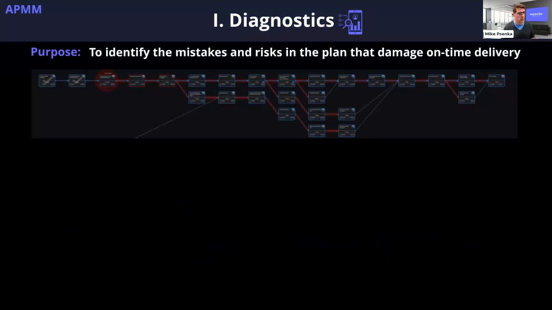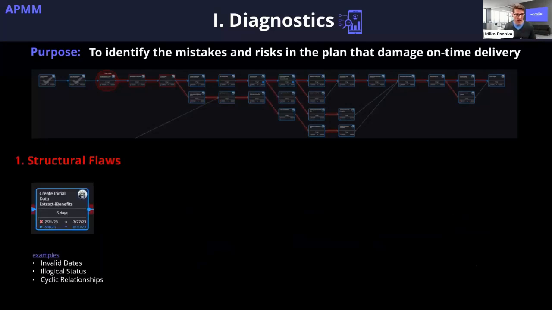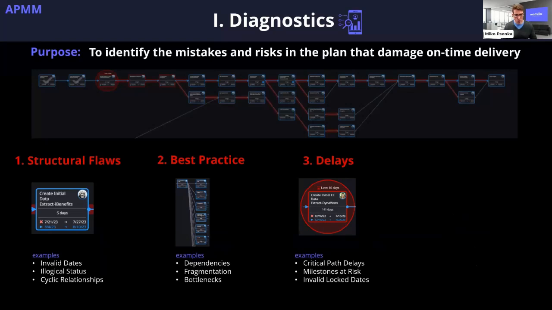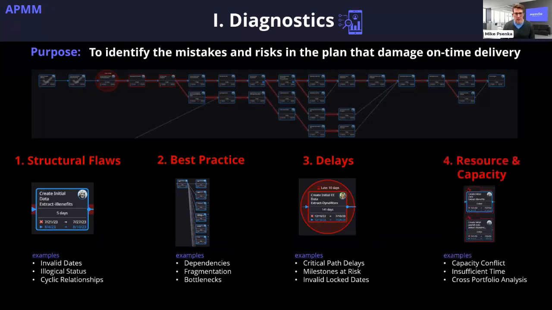If we look at diagnostics, once again, we talked about this is the ability to identify the mistakes and risks in the plan that damage on-time delivery. Some of those things are structural flaws, where there are invalid dates, illogical status, cyclic relationships, best practices around dependencies, fragmentations, and bottlenecks, any delays that are occurring, whether that's a critical path delay, which is obviously a lot more important than something that is off that mainstream. In the example here, critical path is that top string of dependent tasks that come across. And then finally, we talk about resource and capacity. As this project stands today, are the engineers assigned to those tasks on those days overtasked? Are they overburdened? Are they even in town?